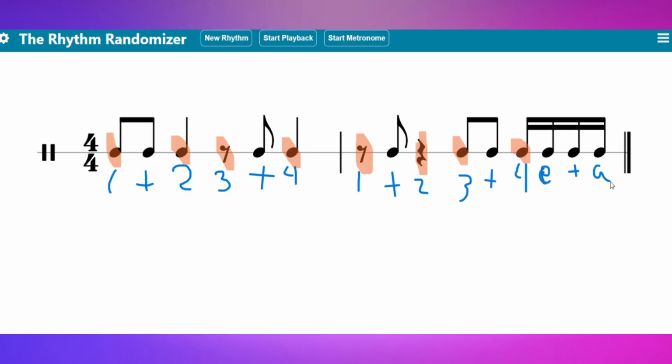Just like before, I'll give you a measure of counting and then clap it once while counting over top the rhythm and once without counting at all. So here's your measure of counting. 1, 2, 3, 4. 1 and 2, 3 and 4. 1 and 2, 3 and 4 E and a. And another measure of counting if you want to do it without me counting over top. 1, 2, 3, 4.